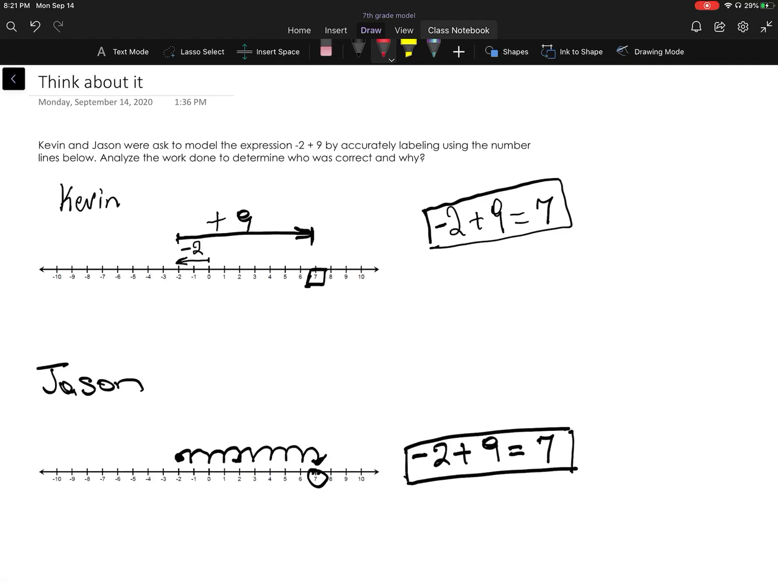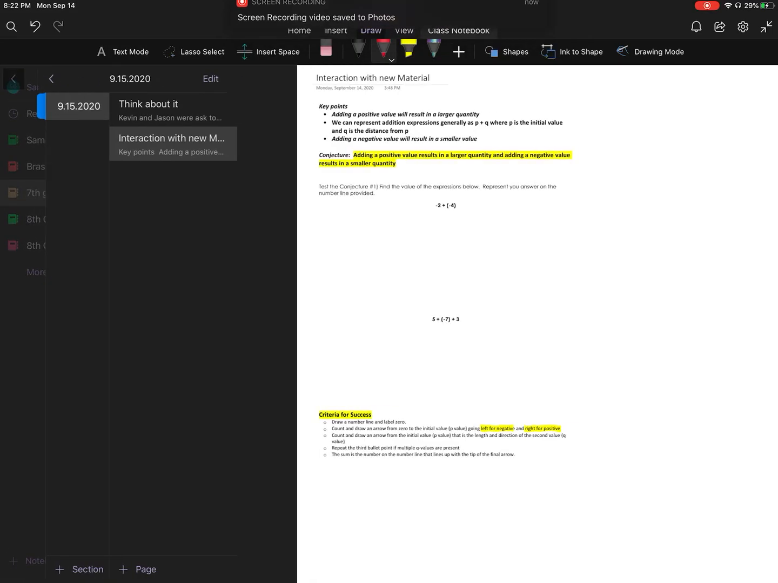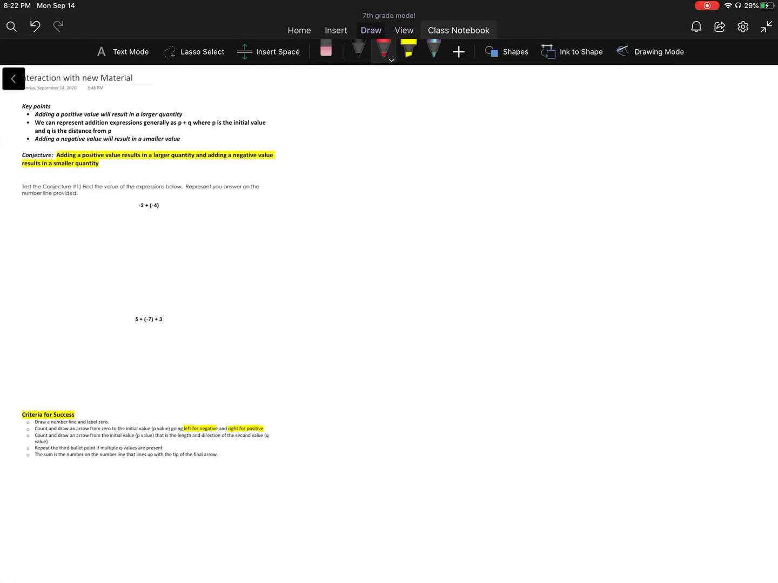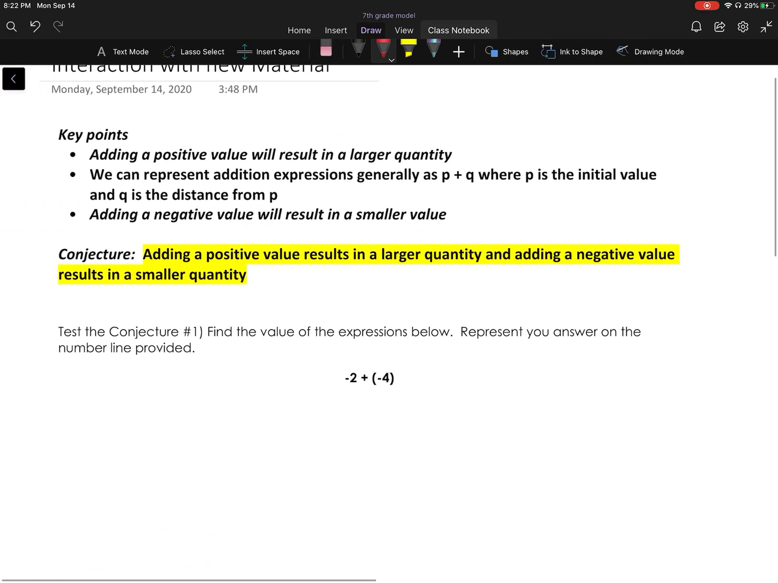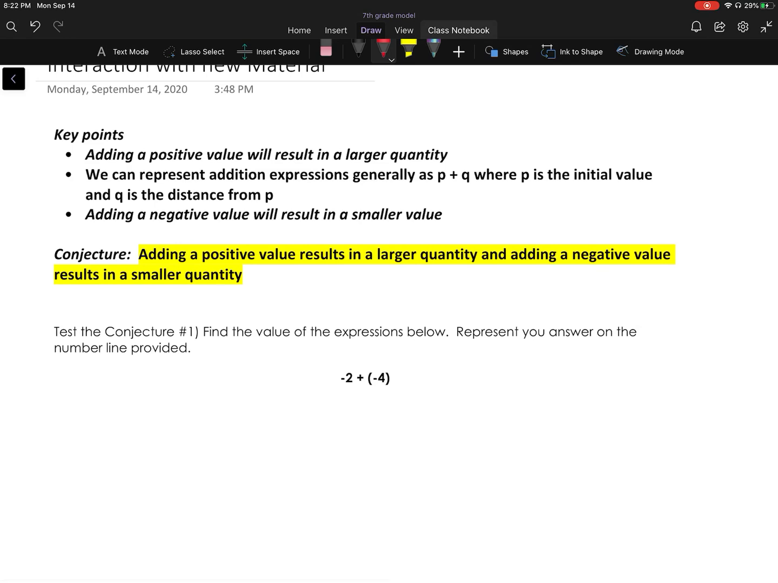And then think about it, we noticed that Kevin's method was more precise than Jason's method, even though both were correct. And now we're going to go over why Kevin's method was the most appropriate method to use in this problem. Okay. So in the interaction of new material problem, before we go over that, we're going to talk about the key points that were exhibited in what you guys saw.